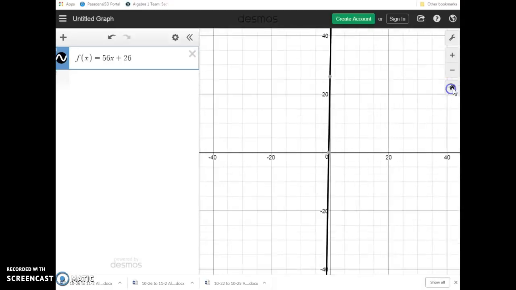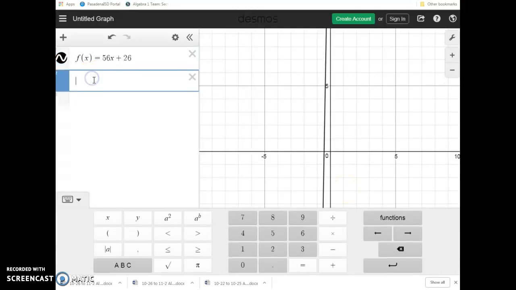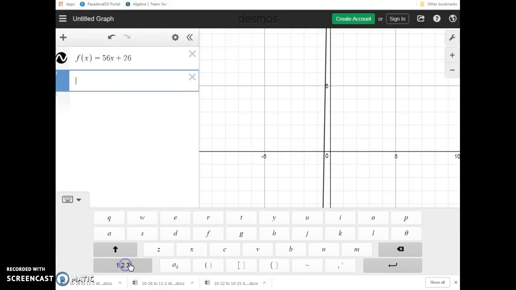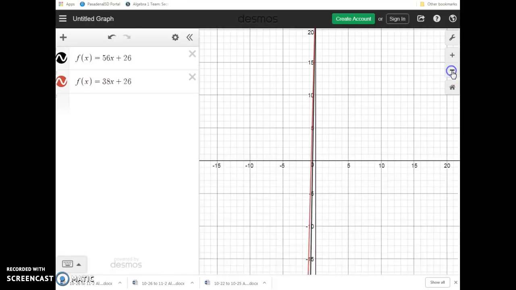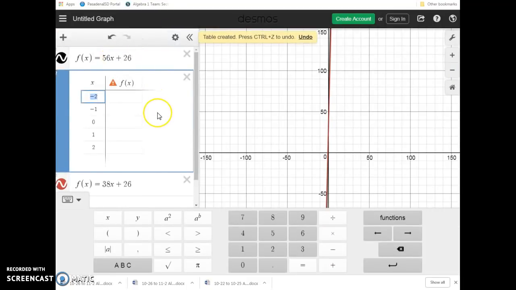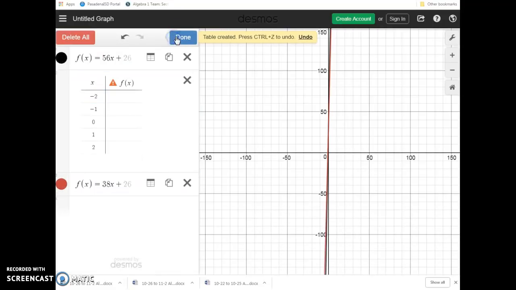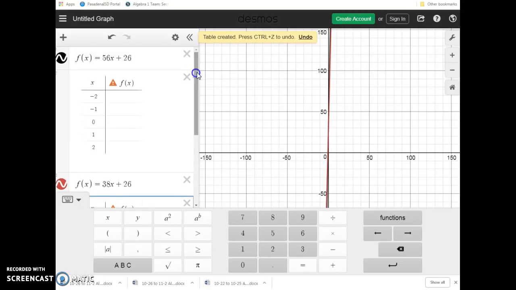I'm going to hit the house, make sure it goes back to normal. And then the next one is f of x equals 38x plus 26. I can zoom out if I want to. Okay, I'm going to hit settings for both. I want the table for both. Settings again. I want the other table because I want to see how much 20 gives us.